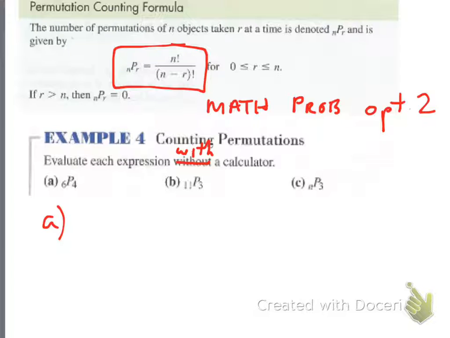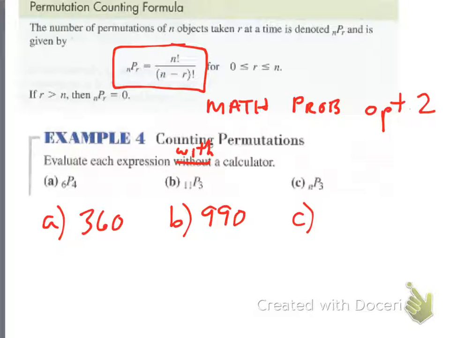Evaluate each expression with the calculator. So 6, now what that means is I have 6 objects, I'm choosing 4 of the 6, and the order of those 4 matters. So when you plug that in your calculator, you should get 360. For B, that's 11, choose 3, so there's my washer.